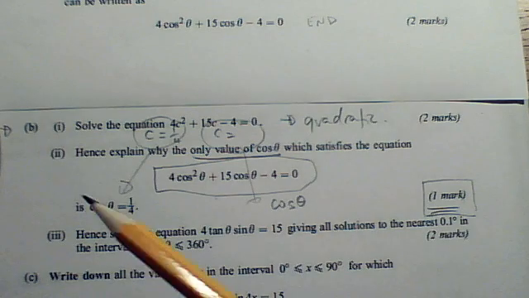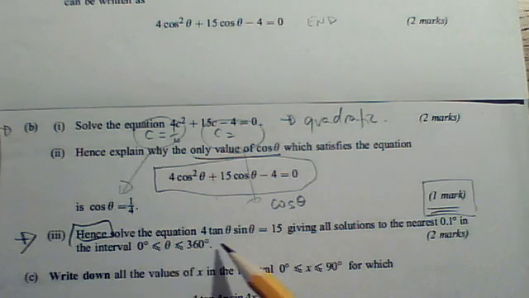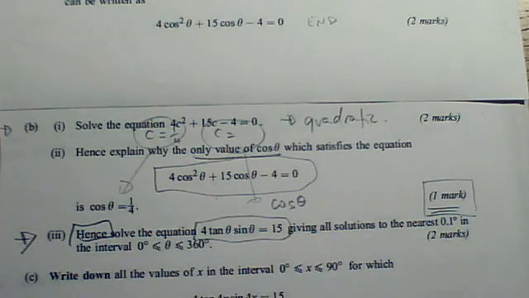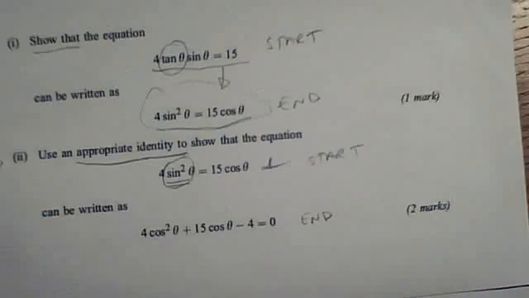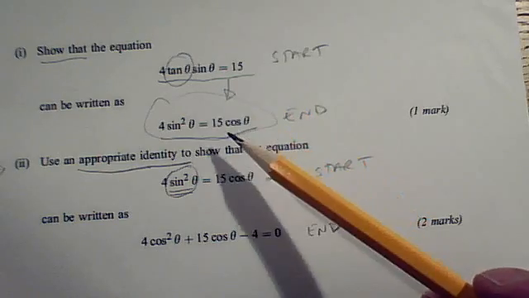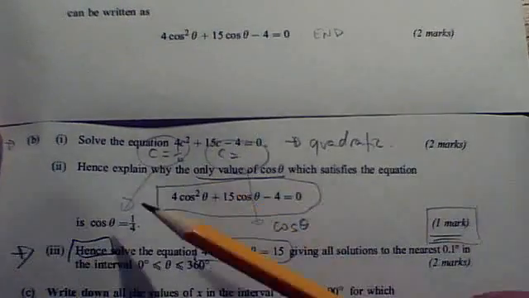Okay? Here's a big fat re-entry point. Hence solve this equation. Where did that come from? Where does this 4 tan theta sine theta equals 15 come from? All the way back up, top of the question here. This is the equation that we turned into that, turned into that, turned into this, that we solved to get the only possible value of cos theta.